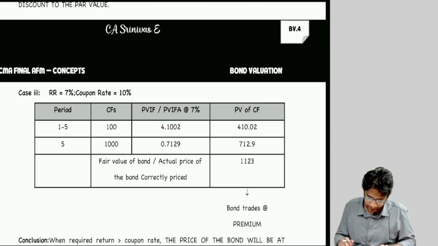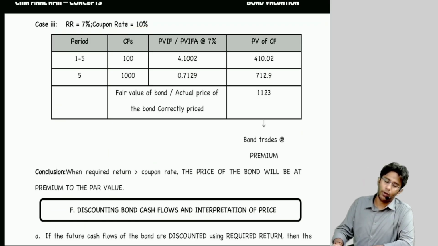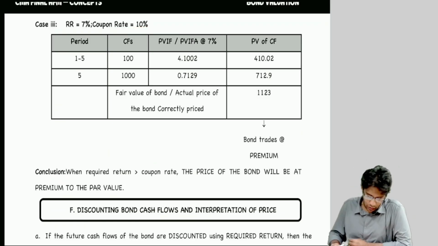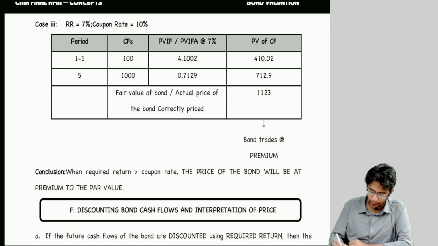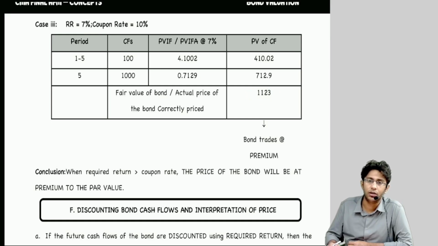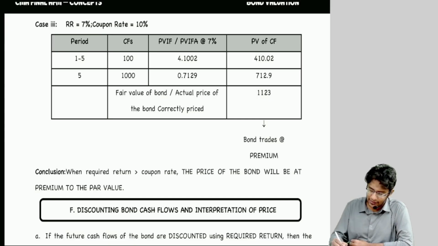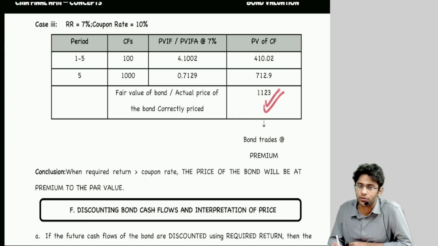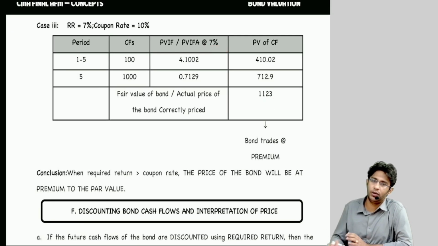Okay, Case 3. RR 7%, coupon rate 10%. Required return is 7% and coupon rate is 10%. When you discount it with 7% now, the bond is trading at 1123, which is a premium to the par value. Don't call it overpriced. It's a premium to the par value. Since it is a premium, if you buy this bond at 1123, how much return will you get? 7%, your required return.